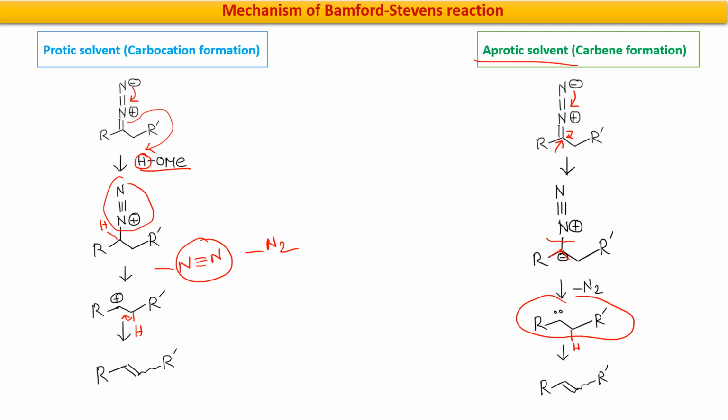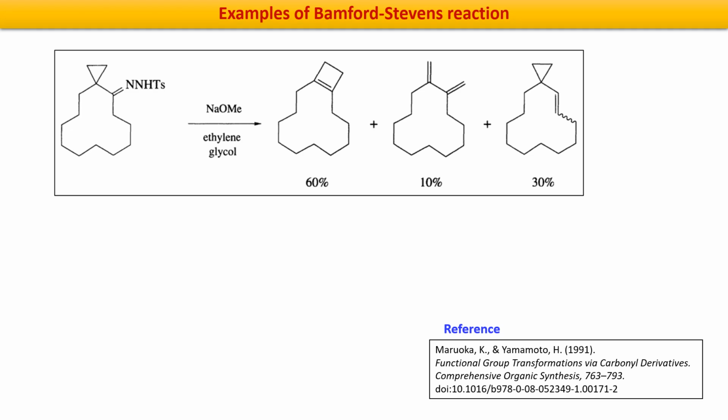So when there is carbocation, there may be some rearrangement. When there is carbene, there may be some C-C insertion or carbon-hydrogen insertion. So all the different possibilities are there, and you will see that in the examples that we are going to see next. Here the reference is mentioned. If you are interested, you can go further. So look at this molecule. Here we have the cyclopropyl group.